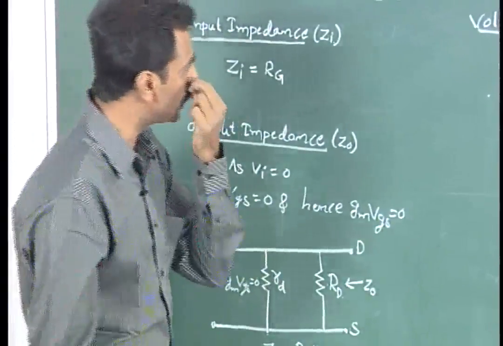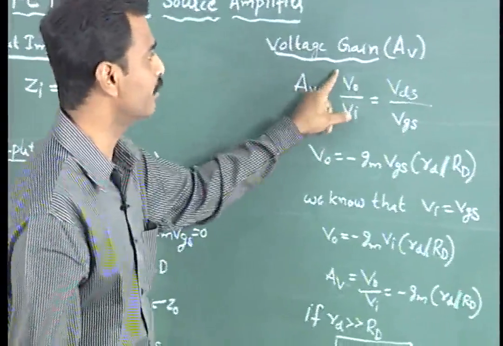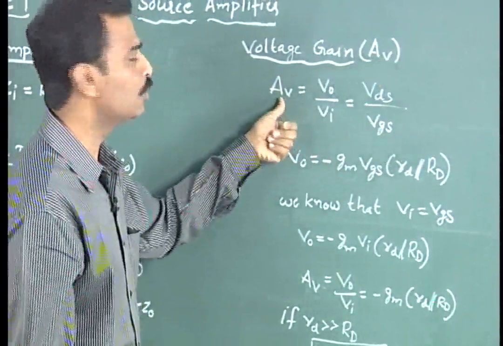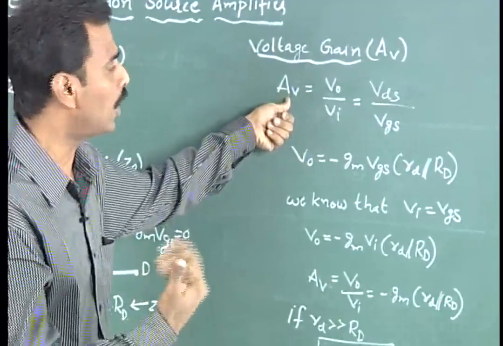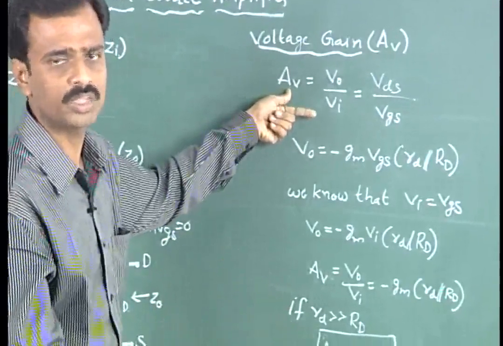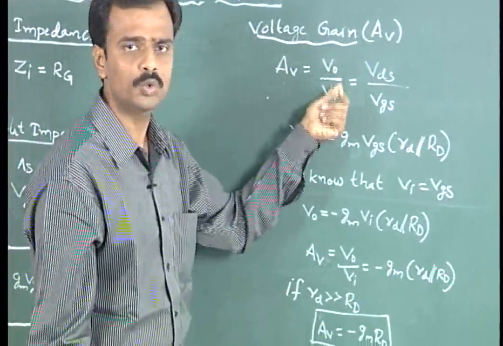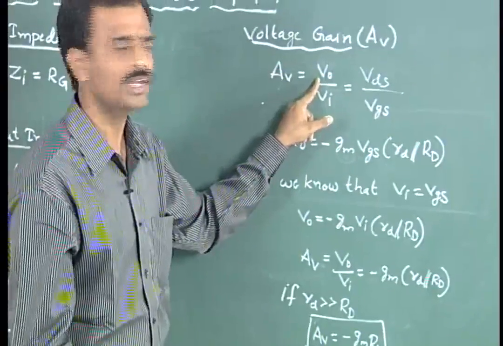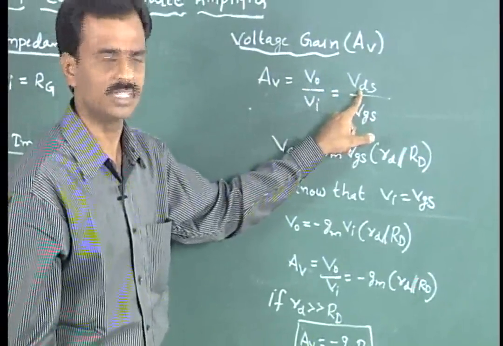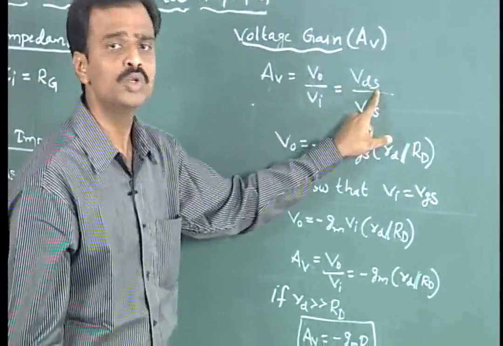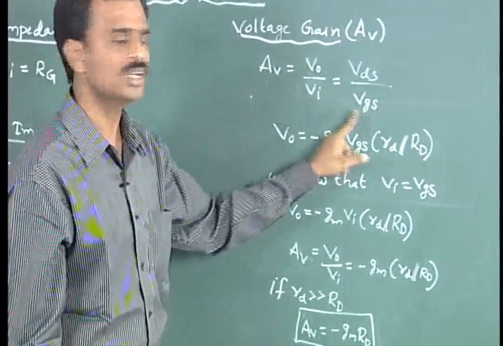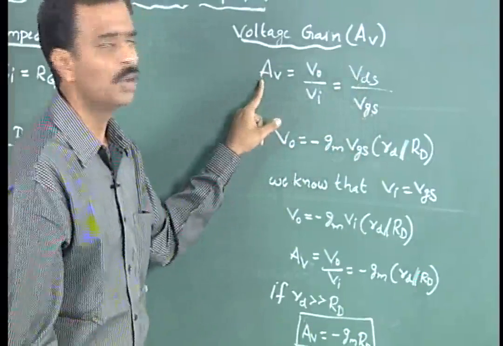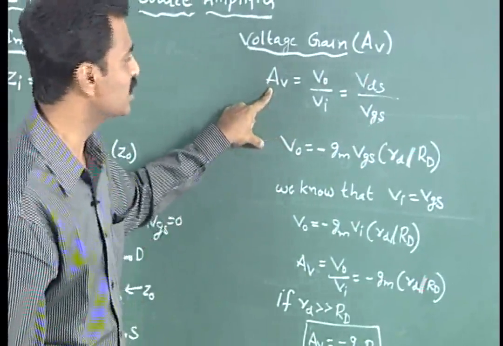Next we will shift to another parameter, the voltage gain, represented as A suffix V. The voltage gain is the ratio of output voltage to input voltage. As we know, in the case of a common source amplifier, the output voltage is VDS, the voltage between the drain and source. Similarly, the input voltage is the voltage between the gate and source. The ratio of these two gives the voltage gain. Now we will see how to calculate this voltage gain.